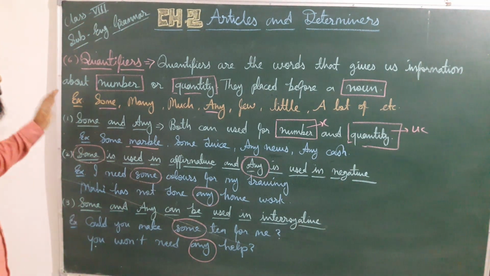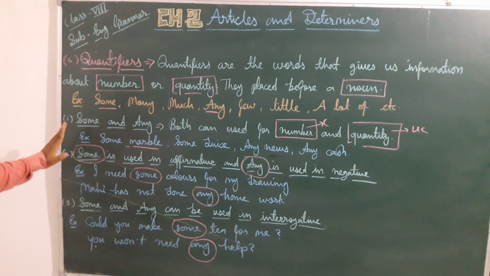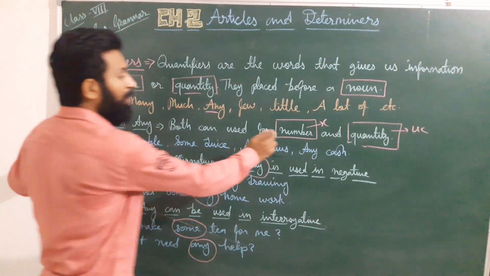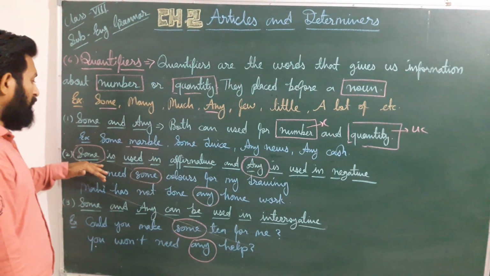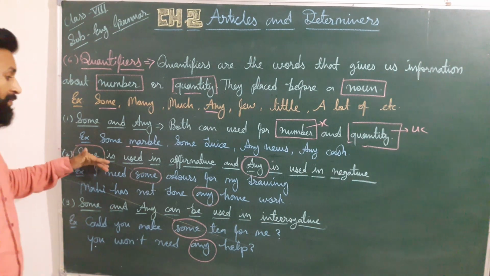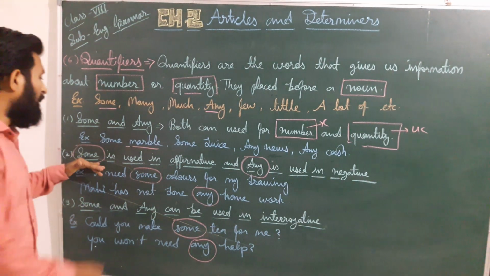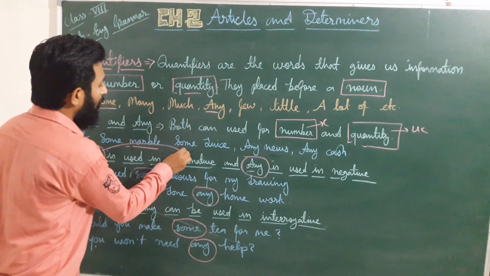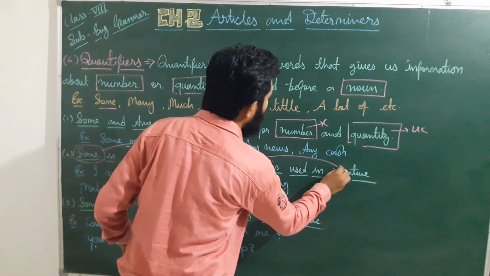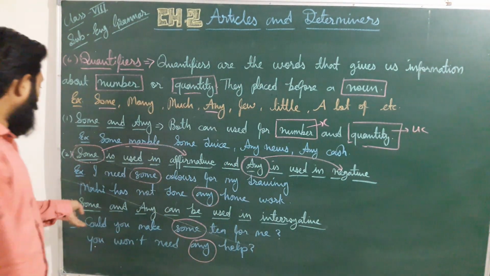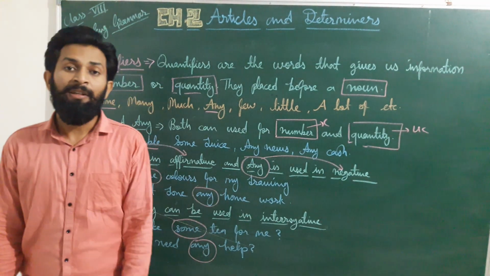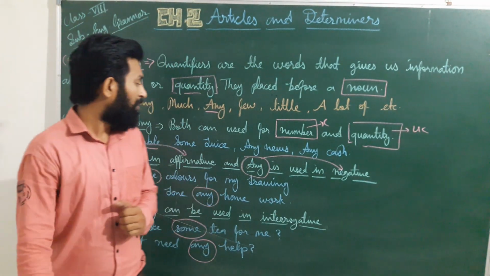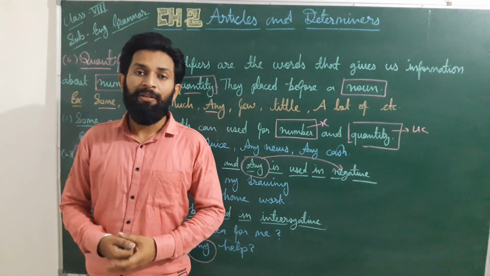Dear students, if anyone asks about some and any, then you can easily say that both of them are used for number also and quantity also. Both of them are used for which thing? Interrogative. And some is especially used for affirmative and any is used mostly for negative. And we explained already that both of them are used for interrogative sense. Now we will discuss many and other quantifiers.